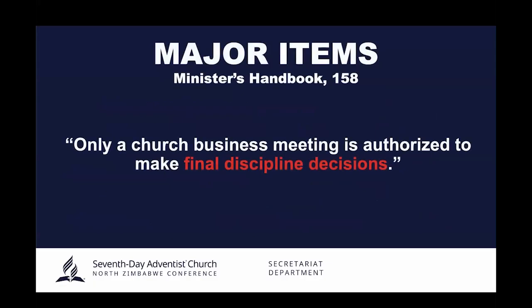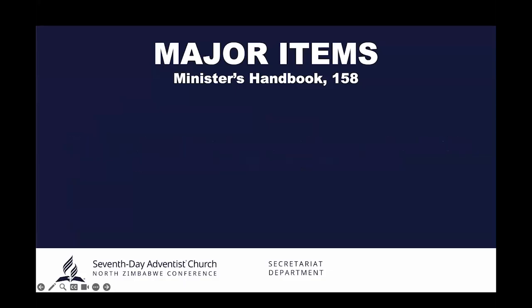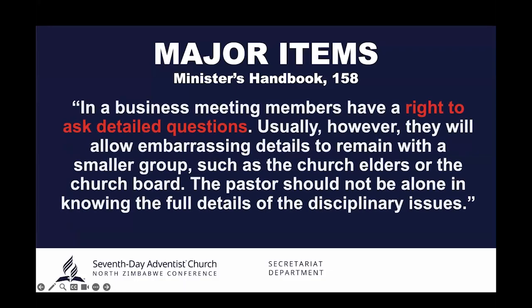So only a church business meeting is authorized to make final discipline decisions. This is according to the Minister's Handbook, page 158. Final discipline decisions are done only by the business meeting. So this is a major item. Then you also realize that in a business meeting, members have a right to ask detailed questions.